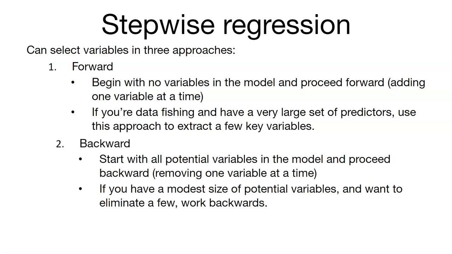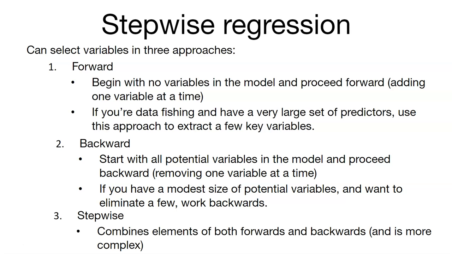Well, there's also a backwards approach. This is when you start with all the possible variables in your model and move backwards. And by doing this, you'll remove one variable at a time, depending on what that value for alpha to remove is. So we generally suggest this if you have a modest size of potential variables and you want to eliminate a few. In doing this, you can work backwards. Well, the other approach is to do what's called stepwise regression, and this combines elements of both forwards and backwards. It's a little bit difficult to explain visually, but instead we'll go through an example in R that will do this for us.